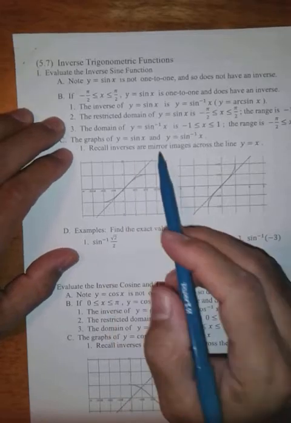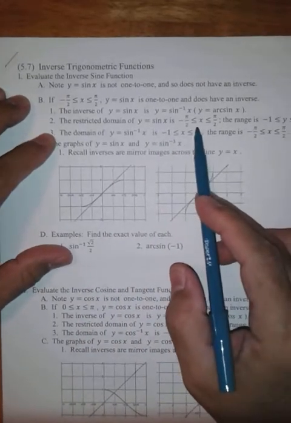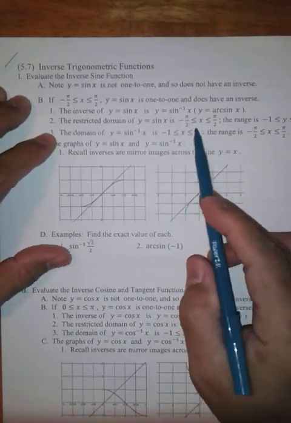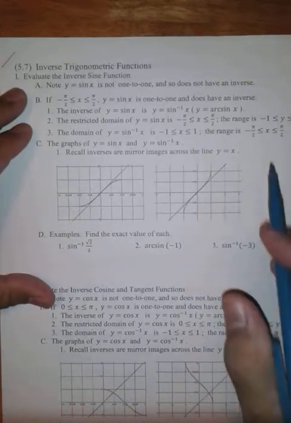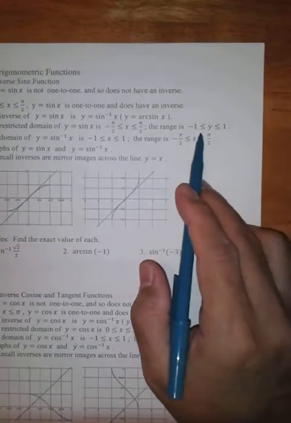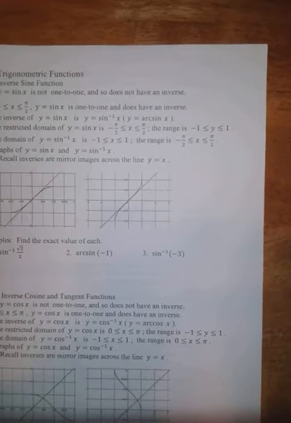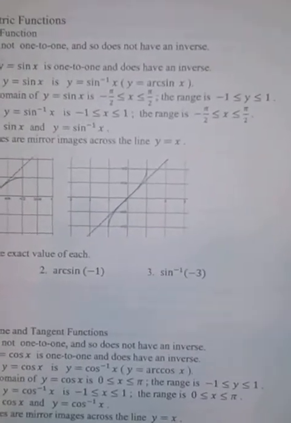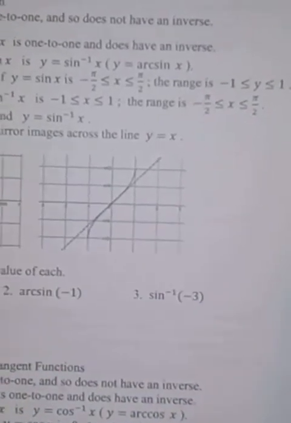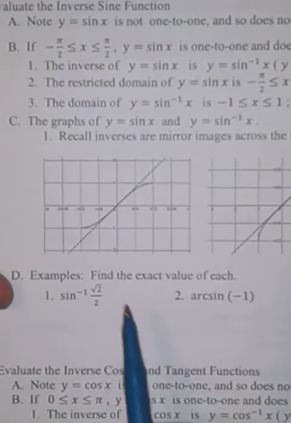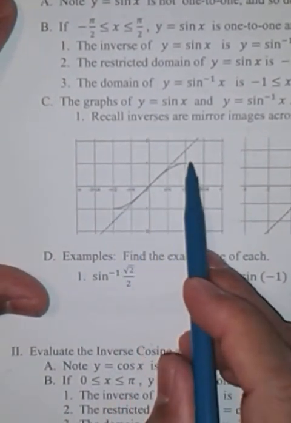Okay, so the restricted domain is from negative pi over 2 to pi over 2, including both of those endpoints. And the range is going to be from negative 1 to 1. That means we cover all the possible values of the sine function, just from negative pi over 2 to pi over 2.